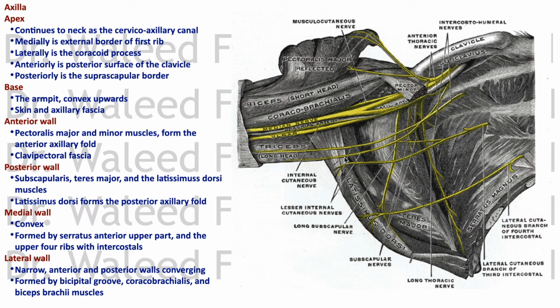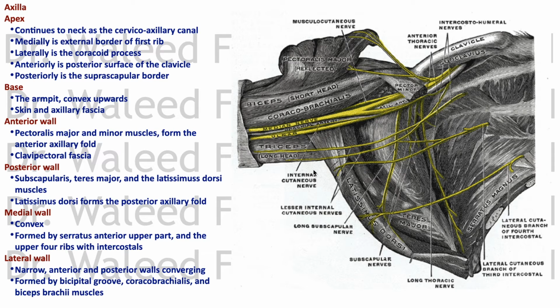The anterior wall is formed by the pectoralis major and minor muscles. The pectoralis major forms the anterior axillary fold and also the clavipectoral fascia. We studied the clavipectoral fascia earlier. The posterior wall is formed by the subscapularis muscle, teres major, and the latissimus dorsi. The latissimus dorsi forms the posterior axillary fold.